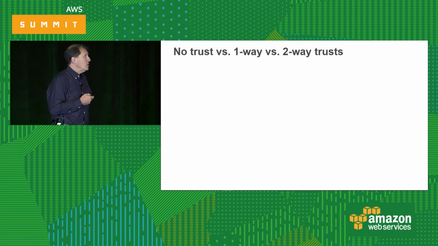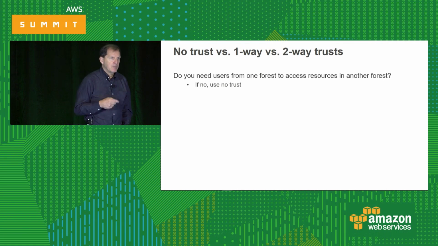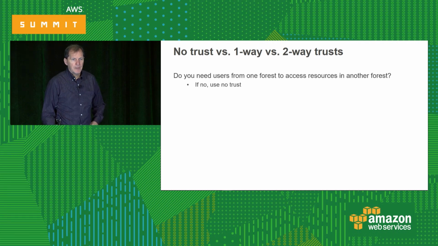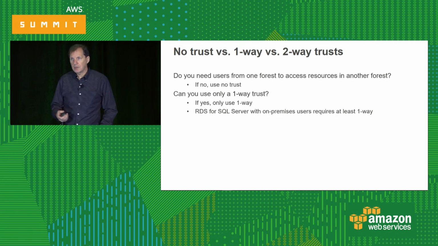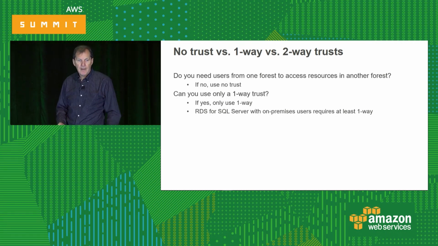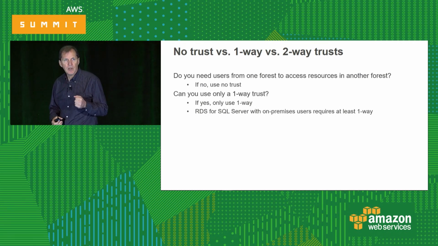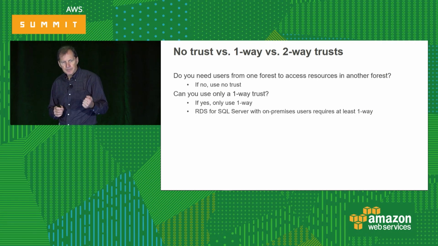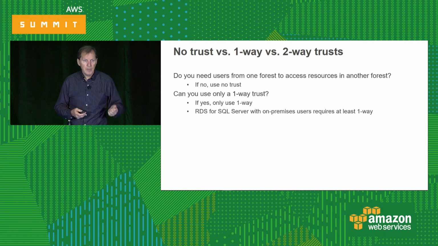All right, so now, do you use no trust, one-way, or two-way? Well, if you don't have users that need access from one forest to the other, then don't do trust. Just set them up as separate directories. If you can get by with a one-way trust, then only use a one-way trust. It reduces the surface area of attack. RDS SQL Server, as an example, only needs a one-way trust. It doesn't need a two-way trust. It's just accepting the Kerberos ticket that the users got from their on-premises network, and then it does the authorization against the security group that you've set up in the managed AD in the cloud.